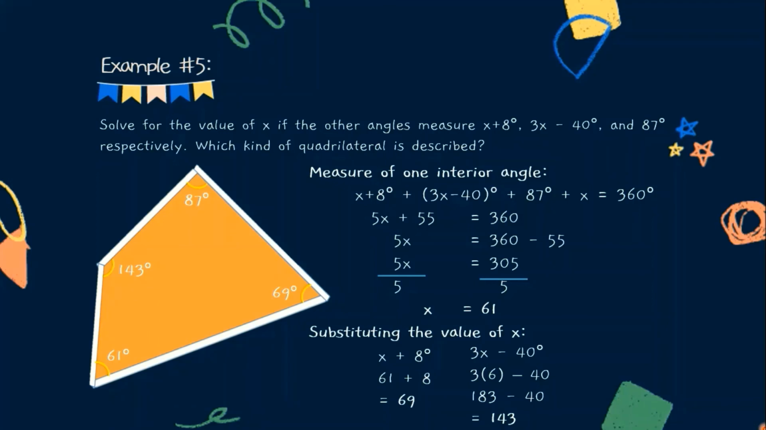Adding them together, now that we have the value for x, 61 plus 69 plus 143 plus 87 degrees, it will all sum up to 360 degrees, which is the sum of the measure of the interior angles for any quadrilateral. Meron na tayong sagot dito sa value of x. Which kind of quadrilateral is described? This is a trapezium. Because a trapezium is a classification of a quadrilateral with no equal sides. No equal sides meaning no equal angles as well.